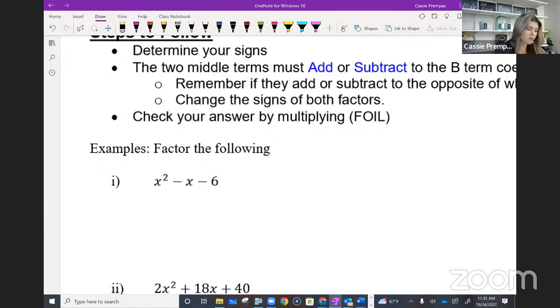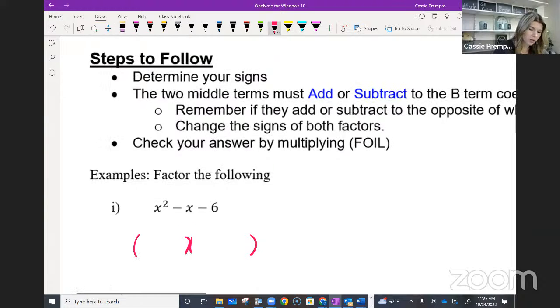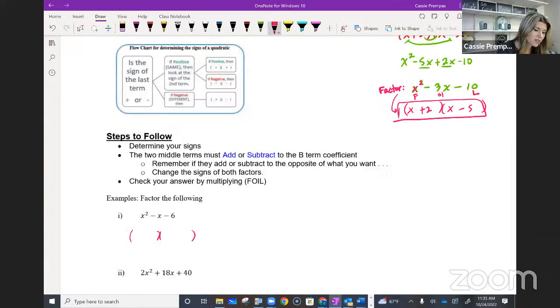So when there's no GCF and I see 3 terms, I know that's something that's been FOILed. So I'm going to unfoil it. I'm going to use 2 parentheses. Well, don't do it yet. Here's the steps that will always make you successful. Number 1, and there's a flow chart up here. It says, determine the sign of the last term.